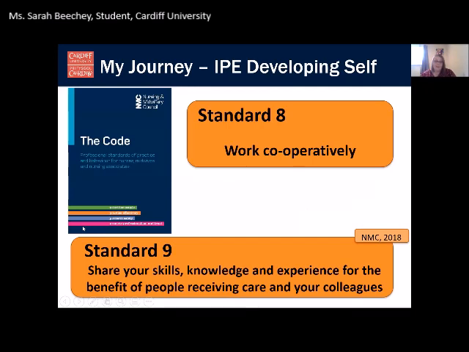Now, through my profession-specific learning, I'm gaining a greater knowledge and understanding of how IPE and the wider interprofessional working agenda is intrinsically linked to the Nursing and Midwifery Code. Under the section titled Practice Effectively, the code provides clear guidance on the need for nurses to work collaboratively with each other and with other professions. Further guidance on Standard 8 highlights the need for me as a nurse to maintain effective communication with my colleagues whilst respecting their knowledge and skills to make appropriate referrals.